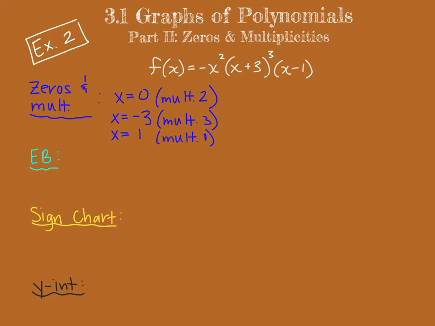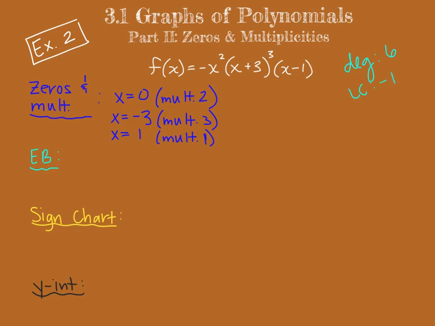All right, the next thing we're going to find is our end behavior. And in order to find the end behavior, we need to know the degree and the lead coefficient. So our degree here is 2 plus 3 plus 1, so our degree is 6, it's even. And our lead coefficient would be this negative 1. We have a 1 here, it's cubed, so it's just 1 times a 1. So our lead coefficient is negative 1, so it is negative.